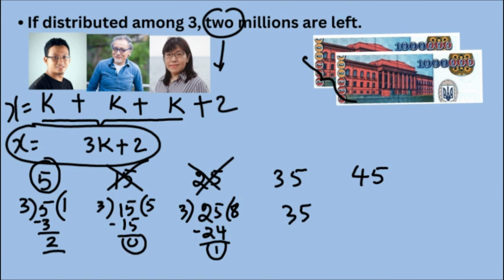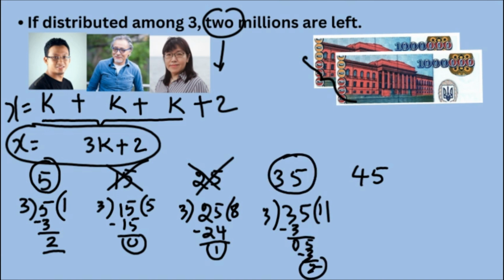35: 3 elevens are 33, the remainder is 2, qualified. So this one could be the possible value of x. 45: 3 fifteens are 45, 0 is the remainder.